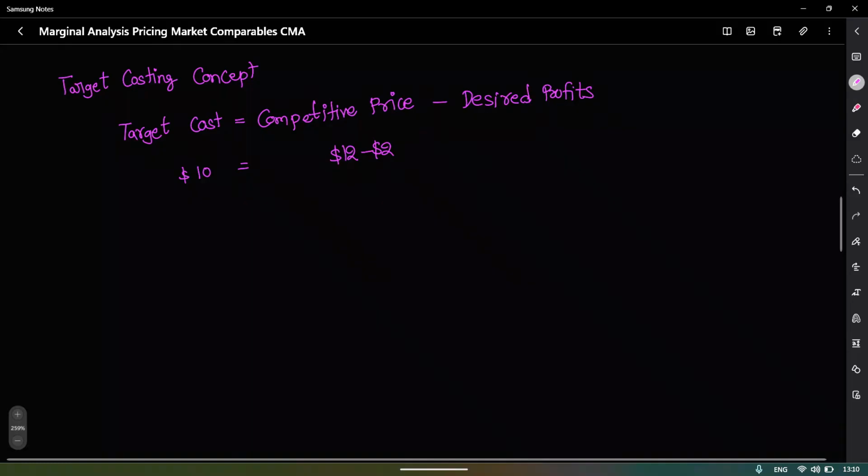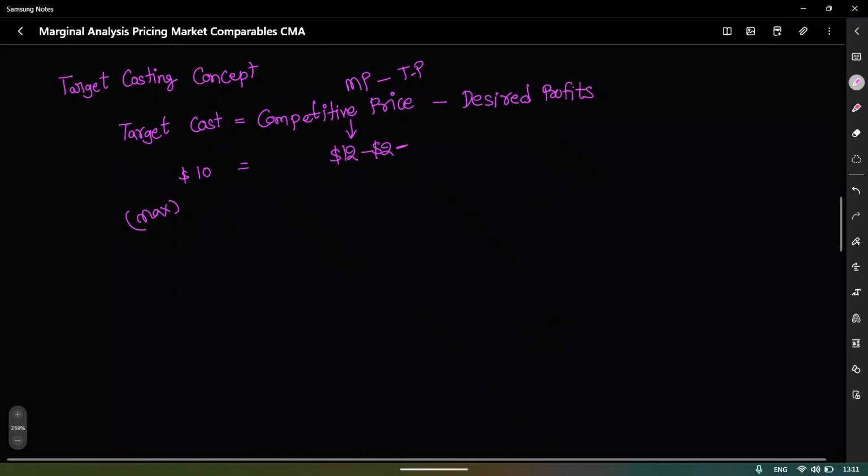This approach sets a maximum allowable cost. This is the maximum allowable cost for you to earn the $2 profit. It sets a maximum allowable cost for production based on the market price and the company's profit goal. This is the competitor market price. You can say market price minus target profit, that is, desired profit.